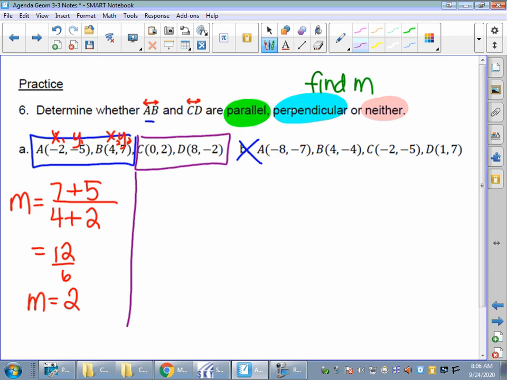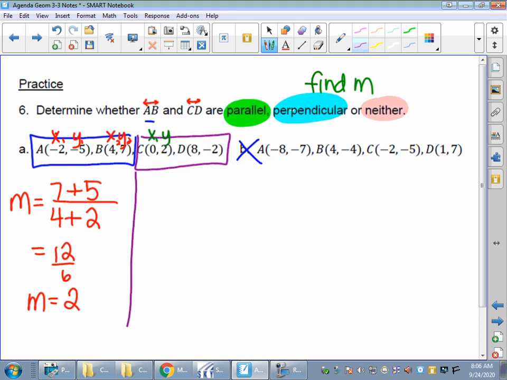Now, if CD comes out with a slope of 2, we know it's the same, so they're parallel. If CD comes out with a negative 1/2, because I flipped that 2/1 over and made it a negative, then I know they're perpendicular. Otherwise, I know that they're just two random lines sitting out there that intersect, but I don't know if it's a 90-degree angle.